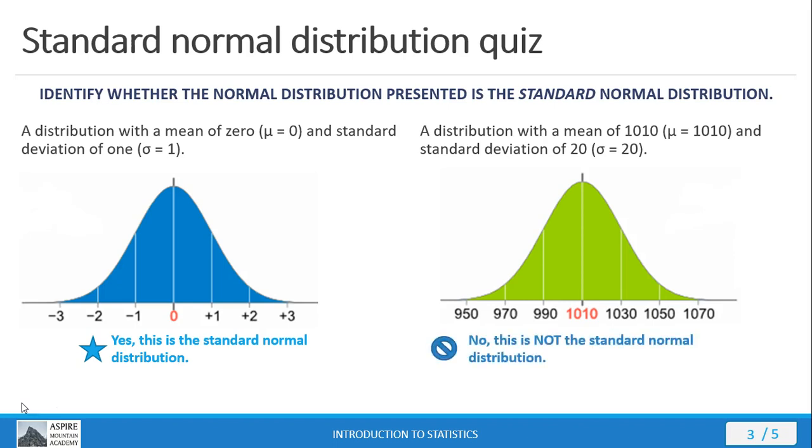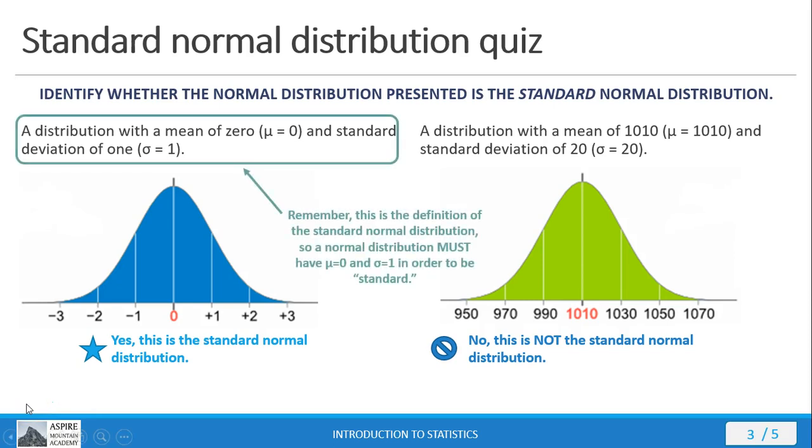Well, I hope you said no, we do not have a standard normal distribution because the mean value is not 0, the standard deviation is not 1. Those two features there are absolute requirements for the standard normal distribution. So if you've got some other mean value and or some other standard deviation value, then you do not have a standard normal distribution. So remember, this is the definition for a standard normal distribution. You must have that mean value of 0 and you must have the standard deviation equal to 1.